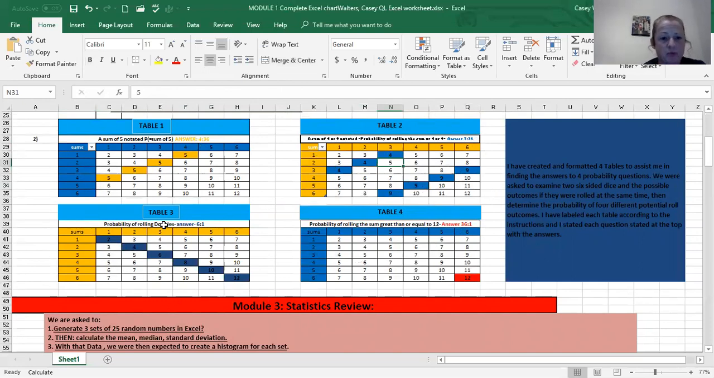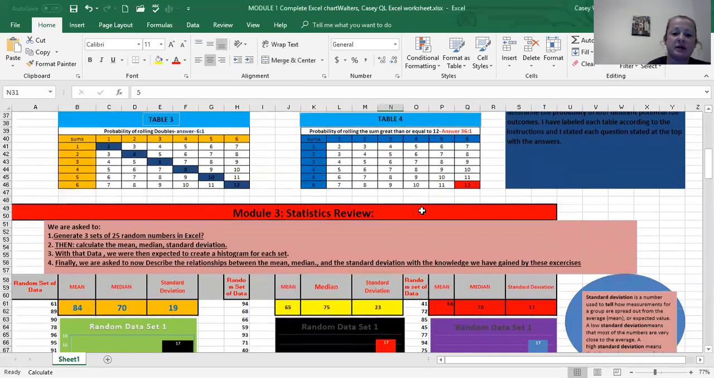This one is the probability of rolling doubles. That would be double, both being a 1, 2, 3, 4, 5 or 6. And if you add those up, that's 6, so it'd be 6 out of 36. And then the probability of rolling the sum of both dice being greater than or equal to 12 is 1 out of 36. I have that represented right there.